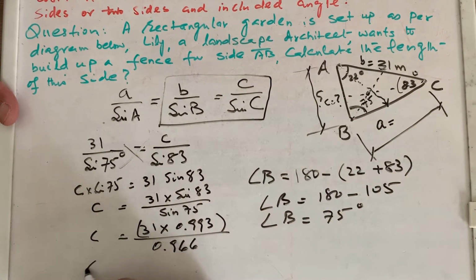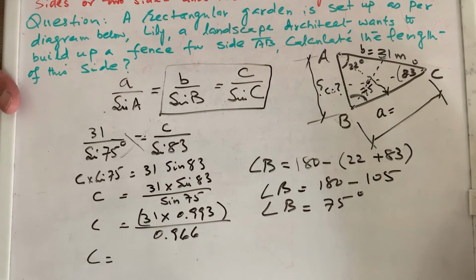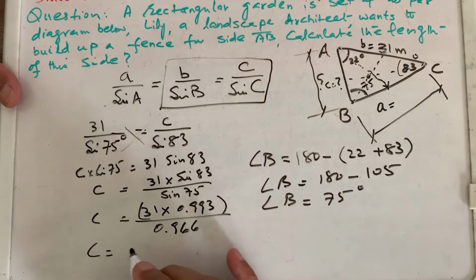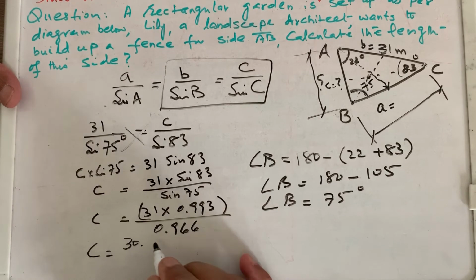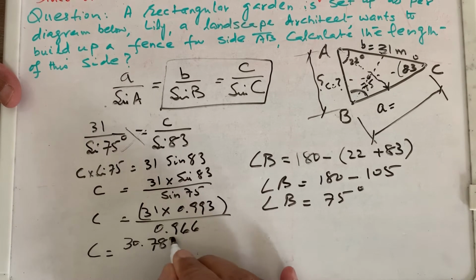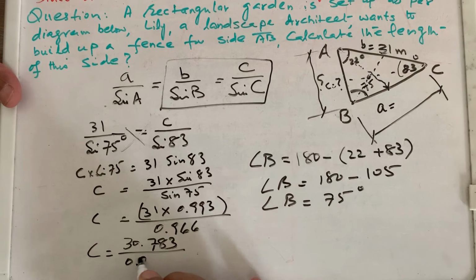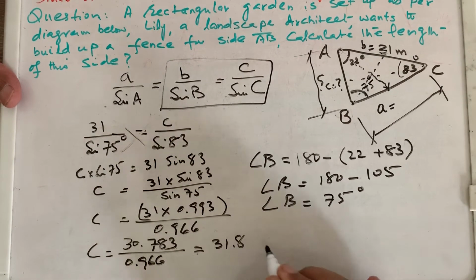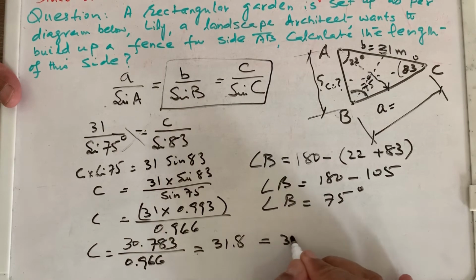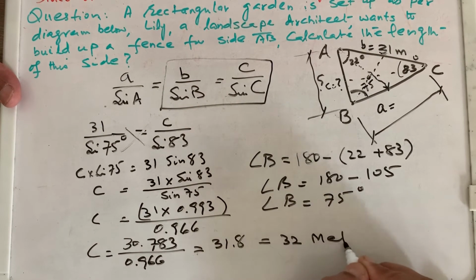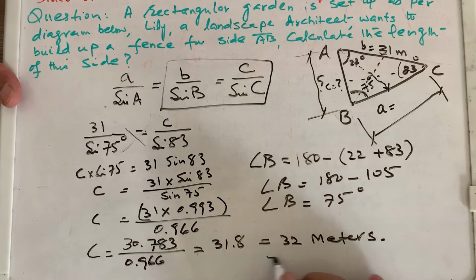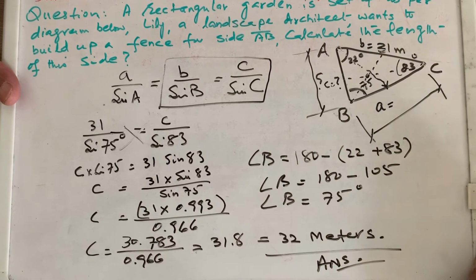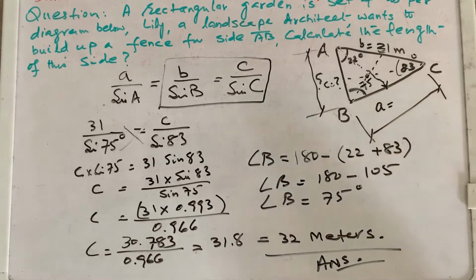And now I have to multiply the top, the numerators, and then I have to divide it, right? So when I do this math, this is 30.783 divided by 0.966, which is equal to 31.8, which we can say is 32 meters. So that side length AB is 32 meters, which needs to be fenced by the architect, right? So this is how we can do it.